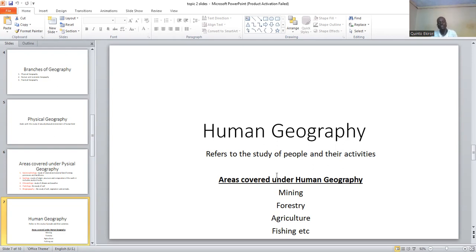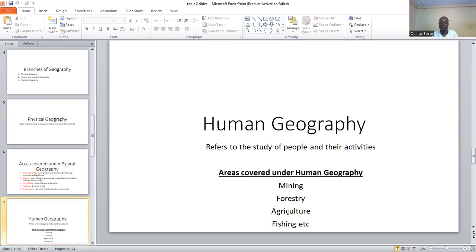Areas covered under human geography. We have mining. Remember, that is a human activity, and it's one of the economic activities carried out by people. Another one is forestry. We have agriculture that so many people practice. We have fishing and so on. And that is all about human geography as a branch.